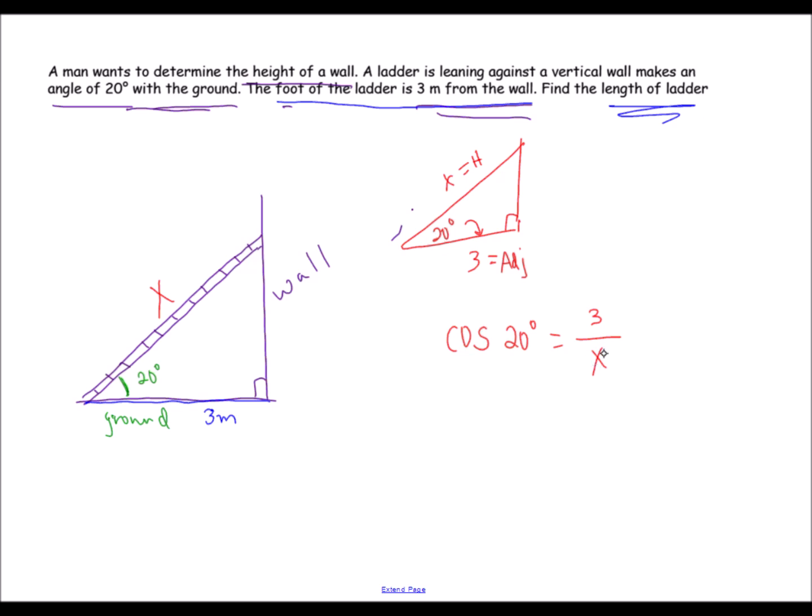Now we talked about this in class, about how when the variable's on the bottom, you can just swap places with these guys. That's the gist of how you solve for them. So it becomes x equals 3 over cosine of 20 degrees, which is about 3.2 meters.